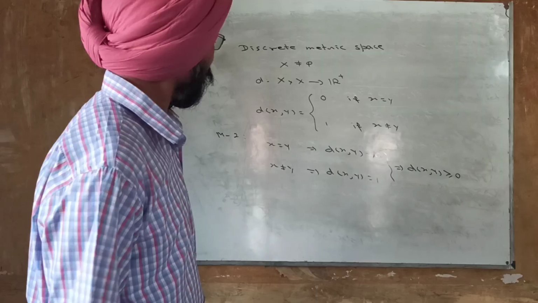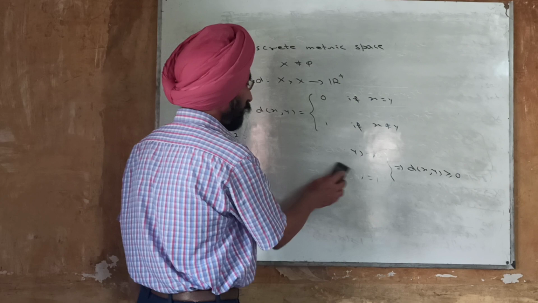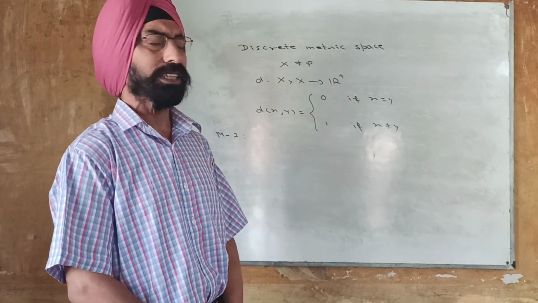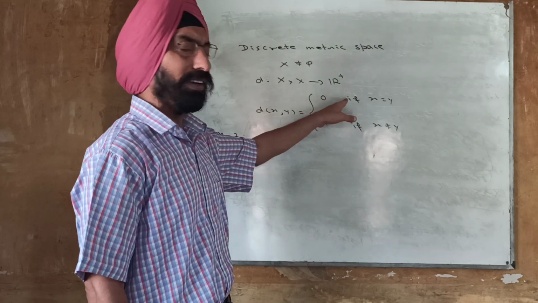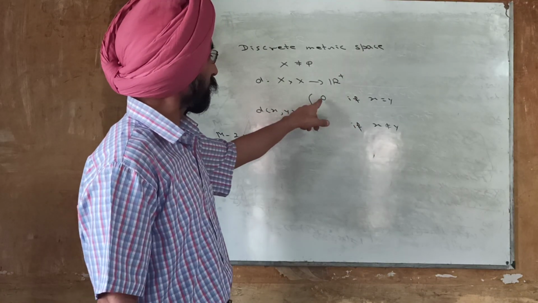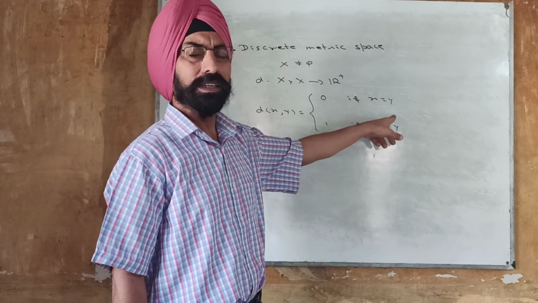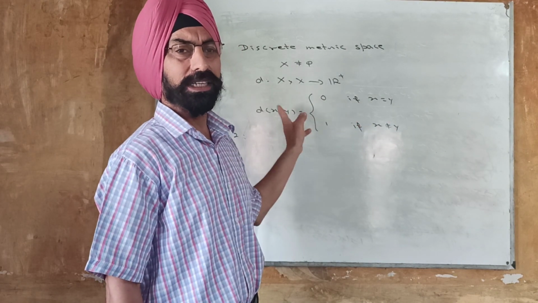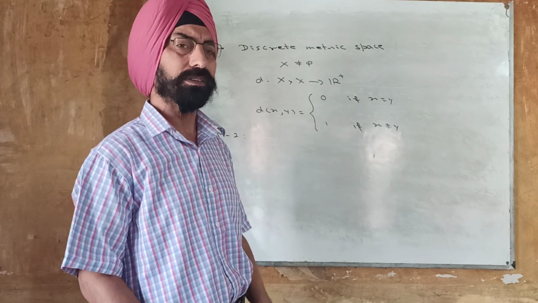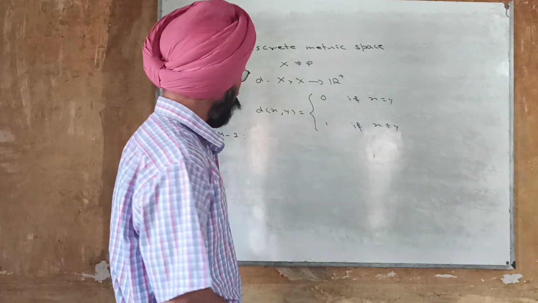Now we move on to the third property. D of x,y is equal to 0 if and only if x is equal to y is clearly given in the definition itself. In the definition you can see D of x,y is equal to 0 if x is equal to y, and if x is equal to y, then D of x,y is equal to 0. So the third property follows directly from the definition.